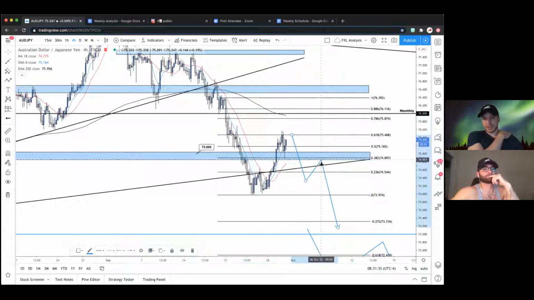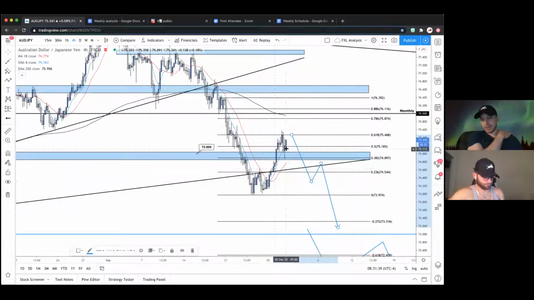I like this little pocket of confluence right here. If this thing broke lower, right, we'd cross through the MAs, that's a confirmation. We'd blow through support, that's a confirmation. We'd retest, confirm a lower high, that's a confirmation. Enter on a bearish engulfing, bearish setups, and target lower.